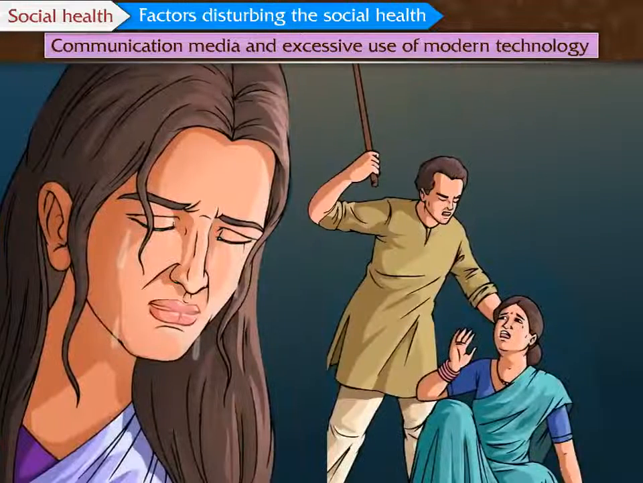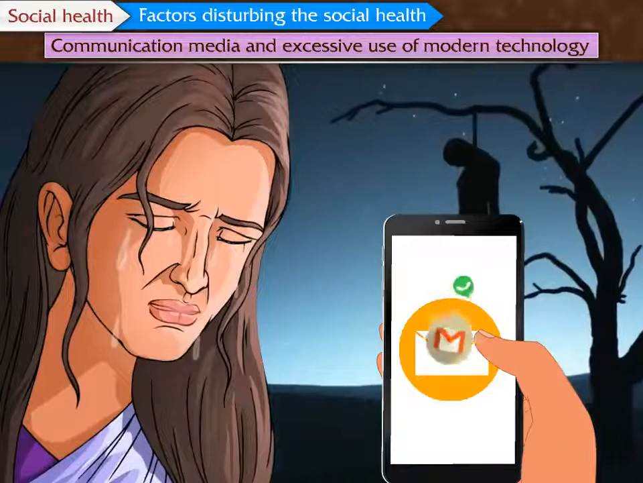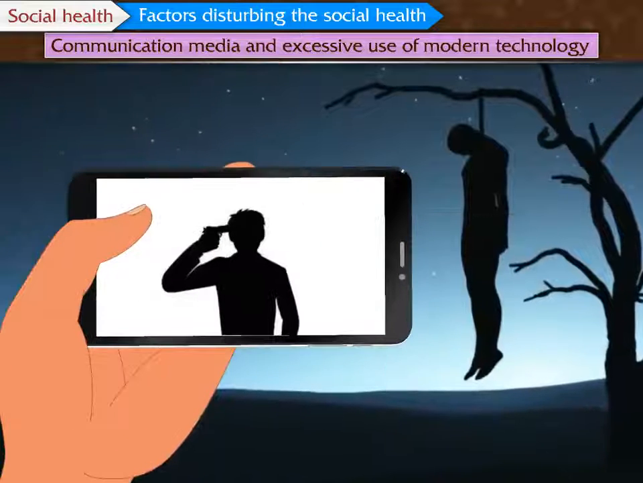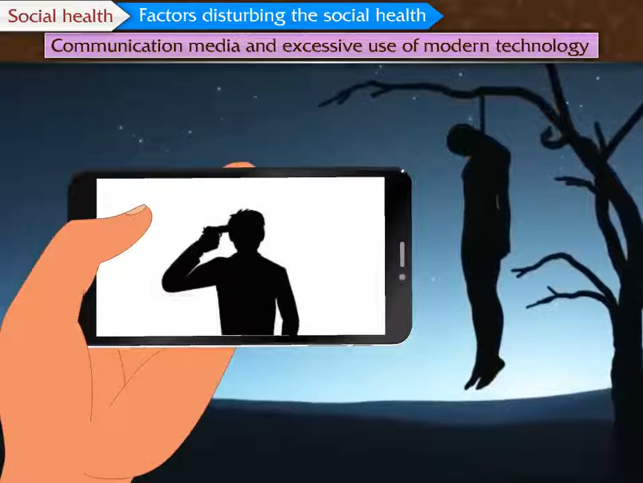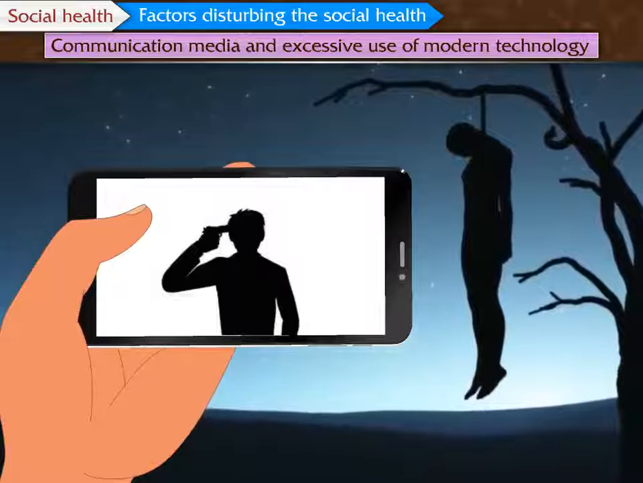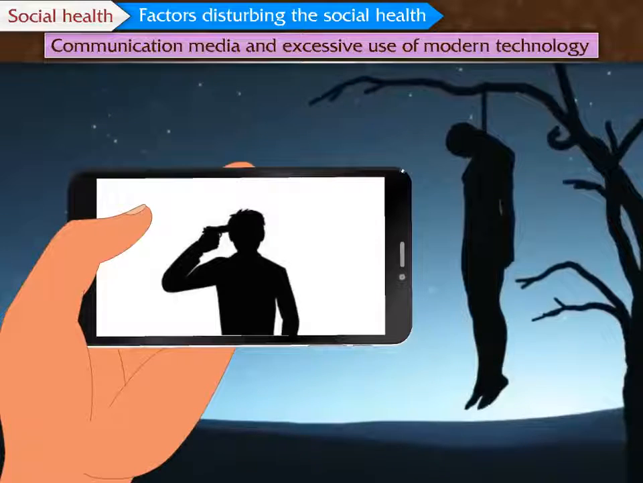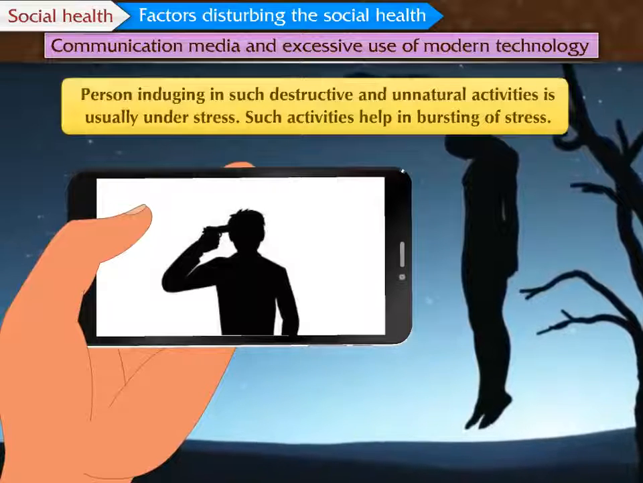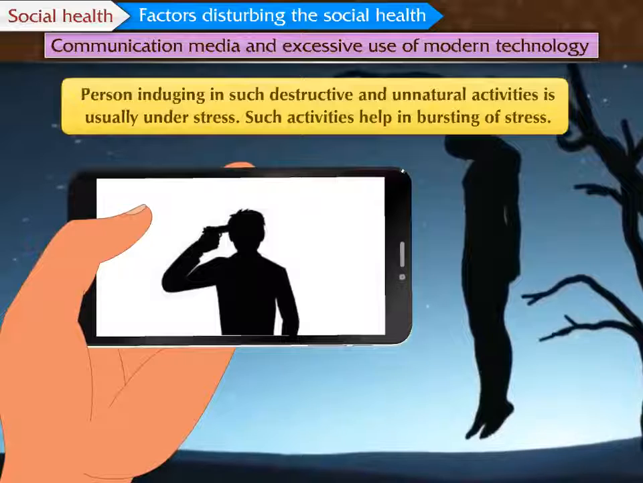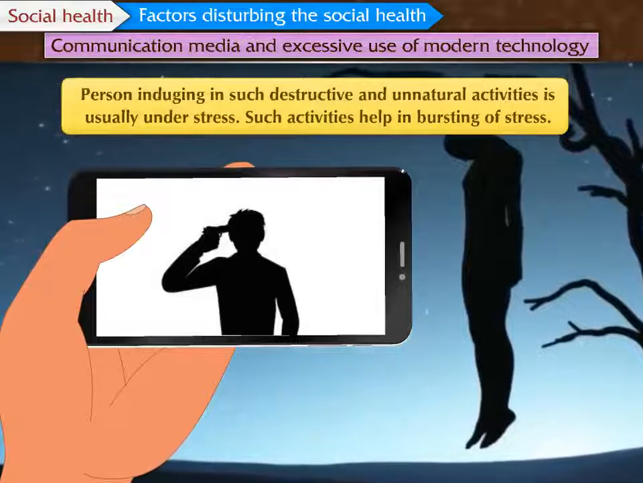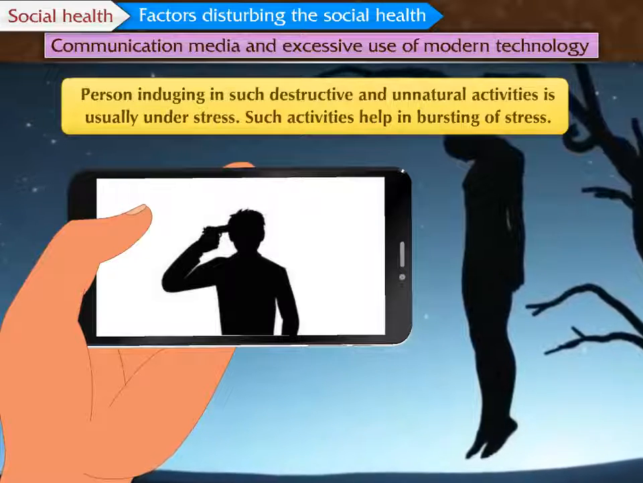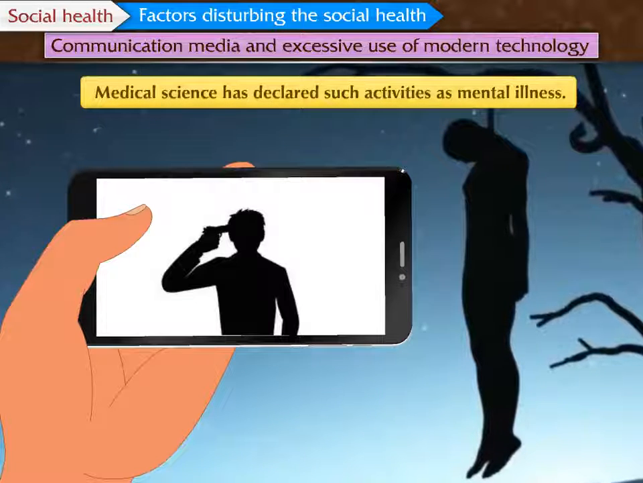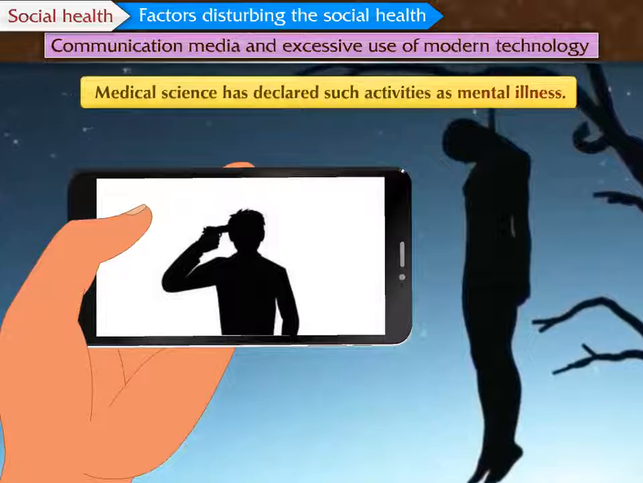Persons indulging in domestic violence, sending messages to others before committing suicide, or those who send video clips of suicidal acts are mentally ill, and they do so to gain the sympathy of others. A person indulging in such destructive and unnatural activities is usually under stress. Such activities help in bursting of stress. Medical science has declared such activities as mental illness.